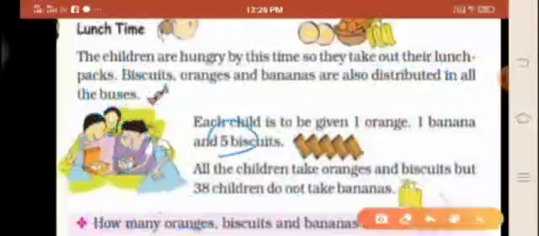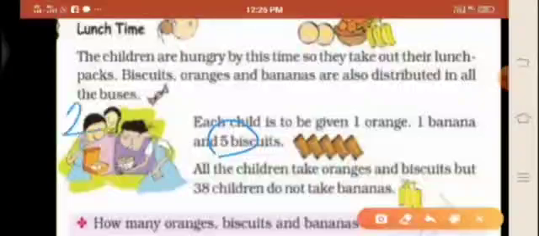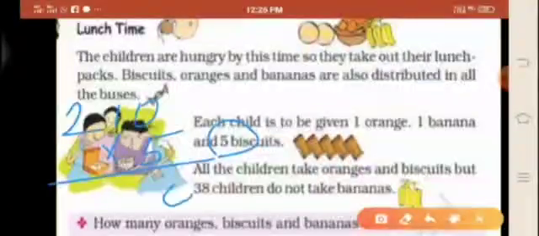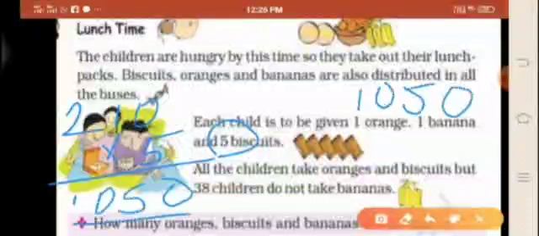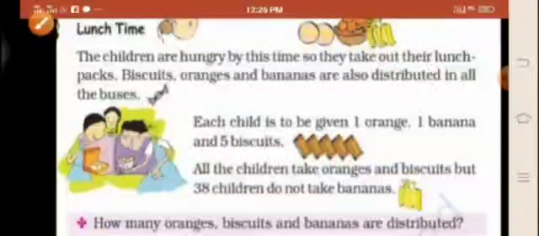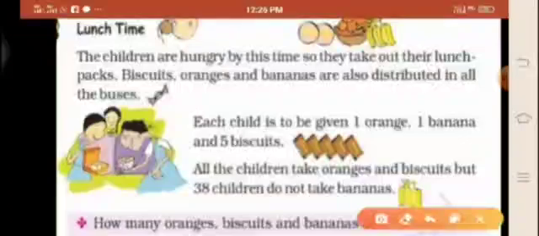And how many biscuits are given to each child? 5 biscuits. Okay? So 210 multiplied by 5. That is 5 zeros are 0, 5 ones are 5, 5 twos are 10. Means 1050 biscuits are distributed. So for the total we will add all this and we will get the answer.